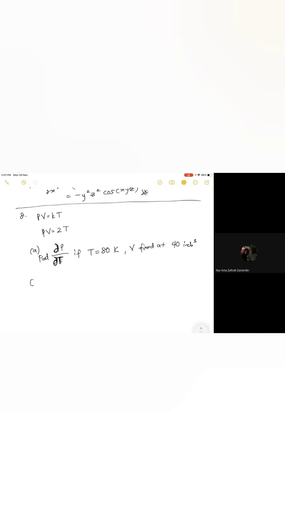For B, it asks us to find del V, the volume, with respect to pressure P, if the volume is 40 cubic inches and the temperature remains fixed at 80 Kelvin.